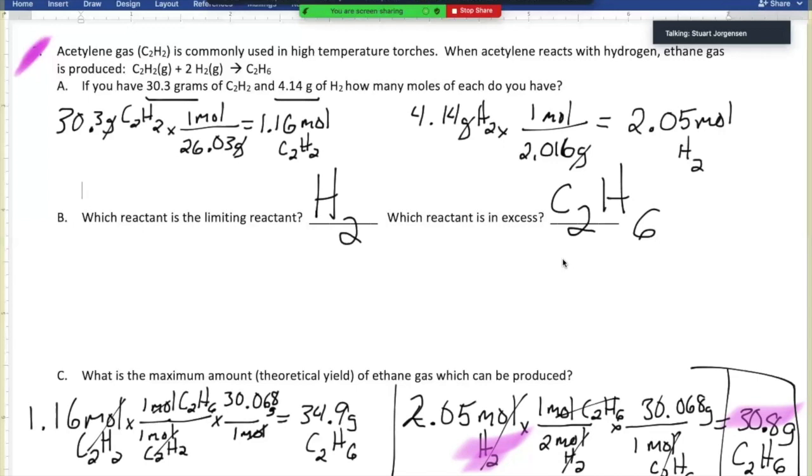Now, sometimes you don't have to go all the way to grams. Theoretically, you could have just gone to moles of ethane and then compared. Sometimes you'll have more than one product and you're like, oh, well, which one do I solve for? It doesn't matter. So if the question doesn't specify one product versus the other, just pick one product, solve them both for the same product, and compare to determine which one makes less. Your limiting reactant will limit the amount of product you can make.